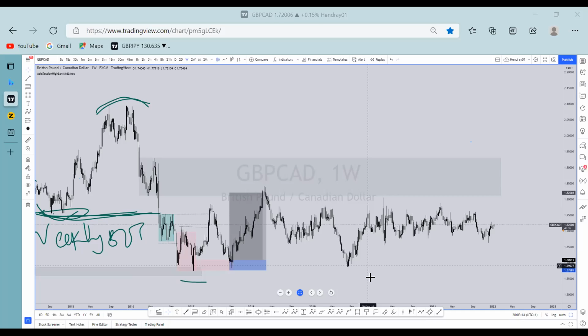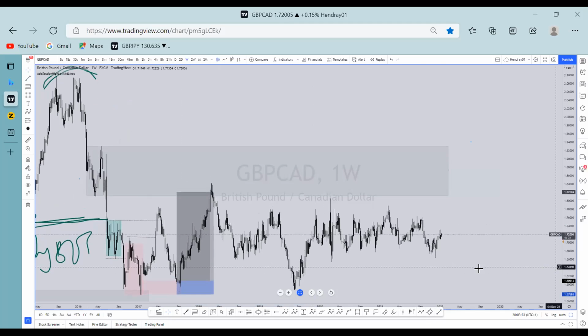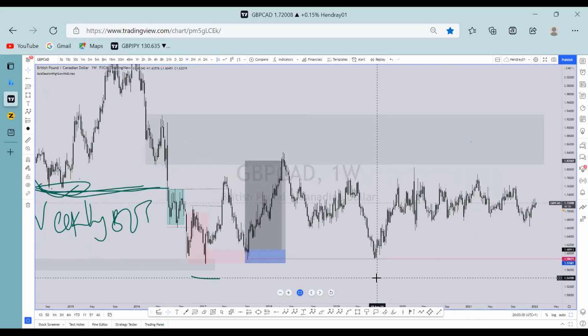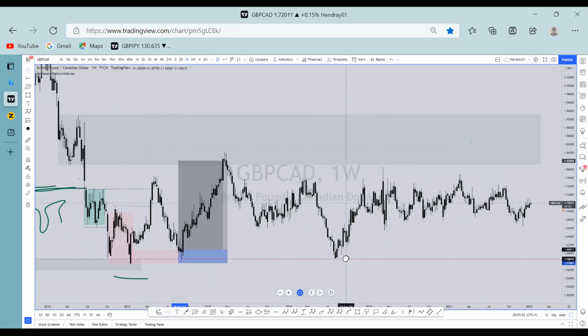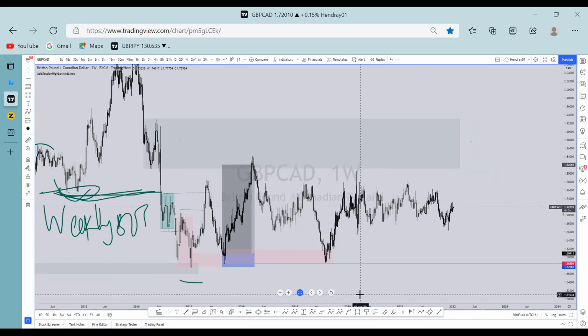It couldn't break what? It couldn't break this. Did it break this low yet? I doubt. So it couldn't now break the lowest low, the lowest point of mitigation. It didn't break it. This low here. Can you see it? It couldn't break it. It now respects that demand beautifully again.